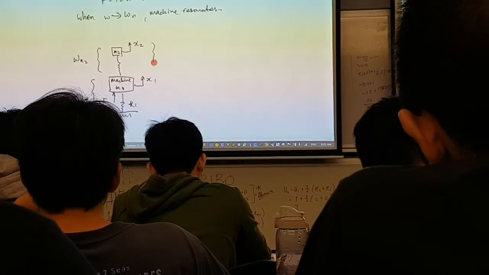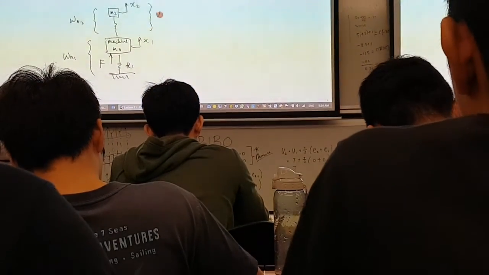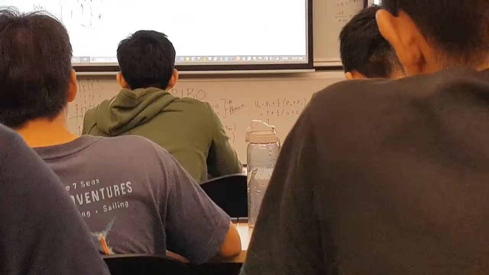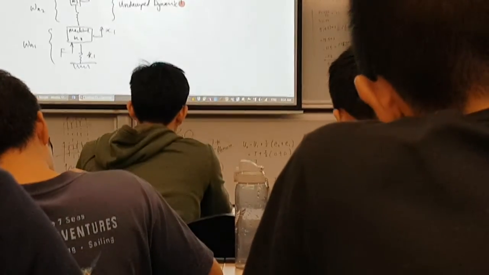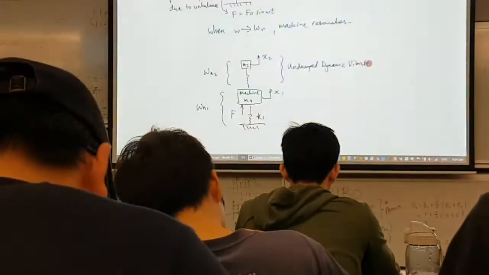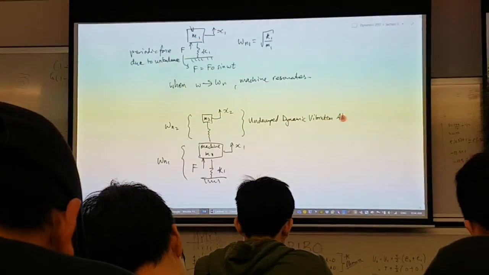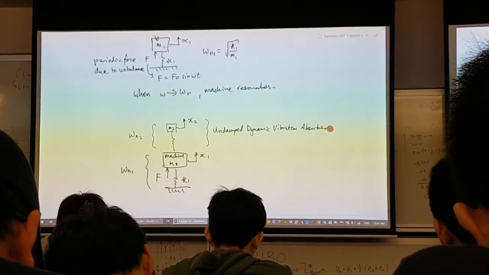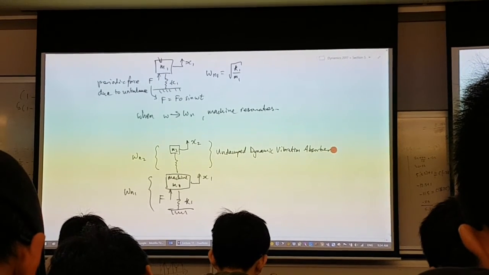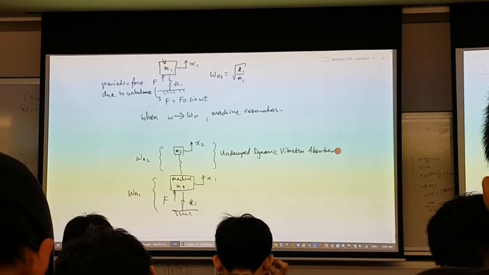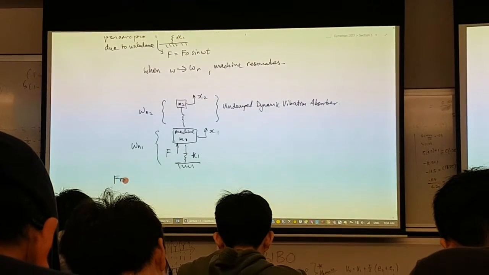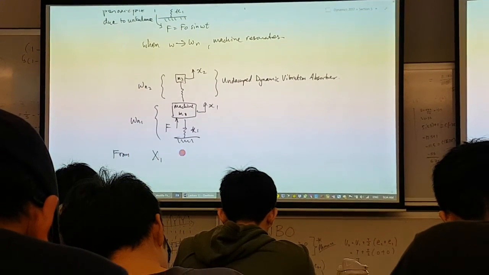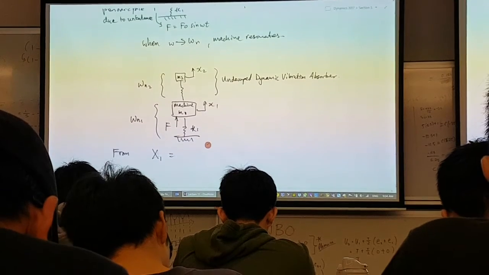This part over here is what we call the undamped dynamic vibration absorber. Where does the vibration absorber come about? Well, we were saying that from what we had seen before, this X1 response was given by this.